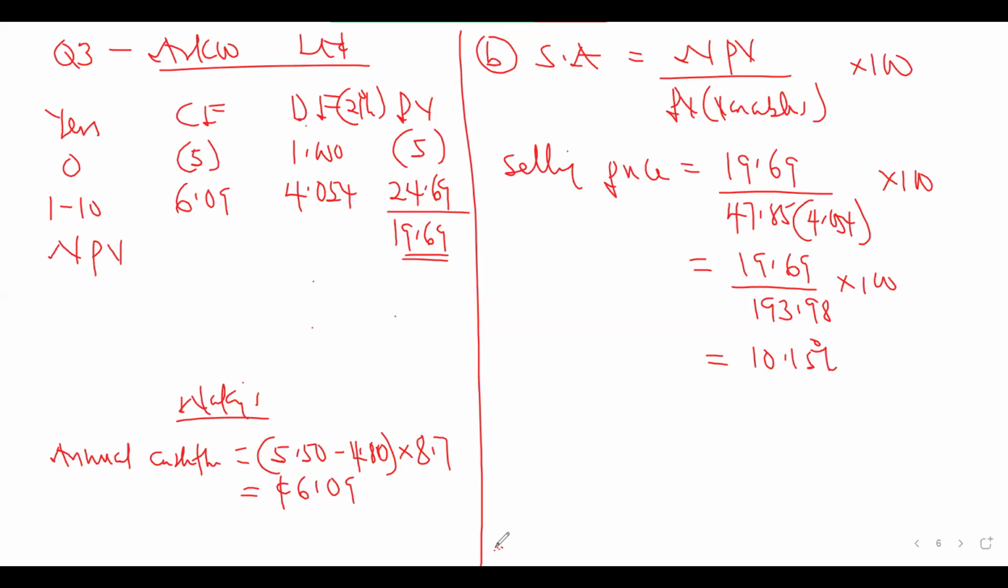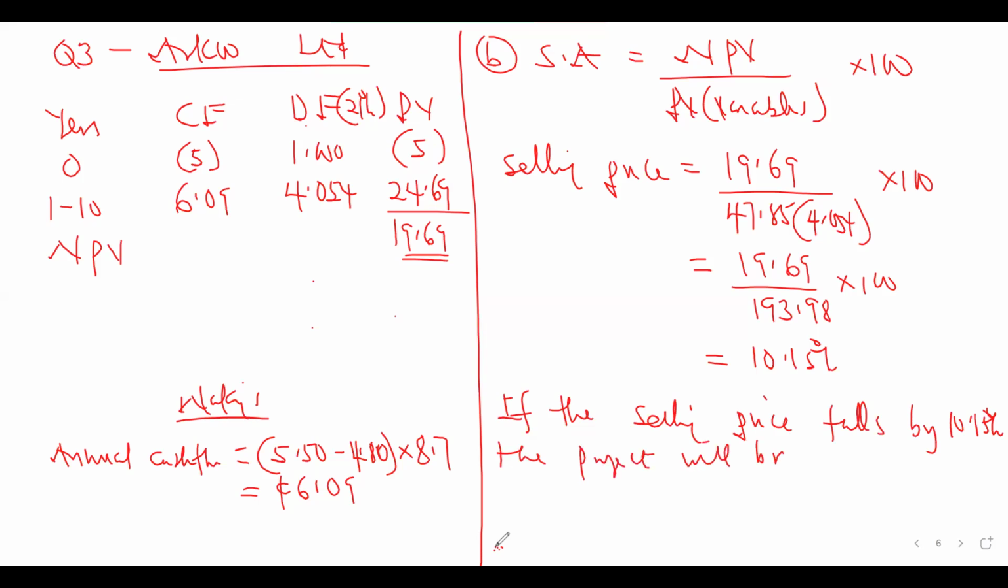Let's go to the other one. They can sometimes ask you to interpret this. It means that if the selling price falls by 10.15%, the project will equate to 0. Okay, the project will break even. But if it falls beyond 10.15%, the project will run into a loss.